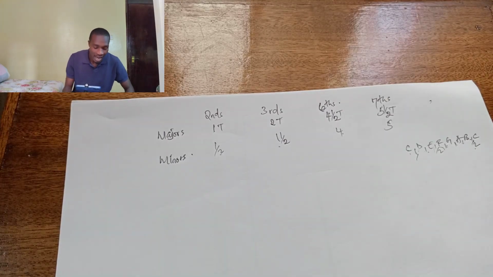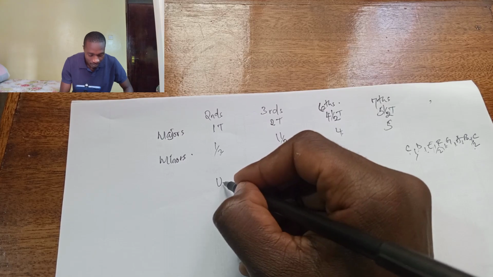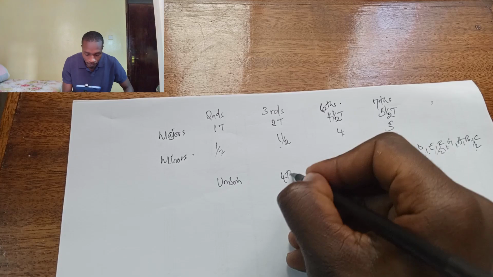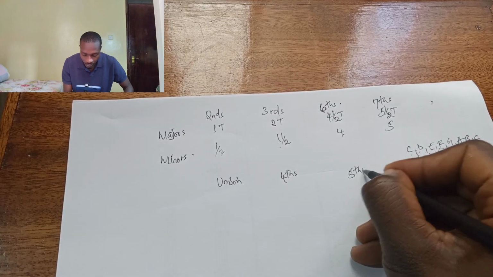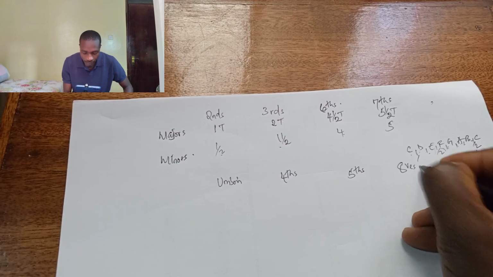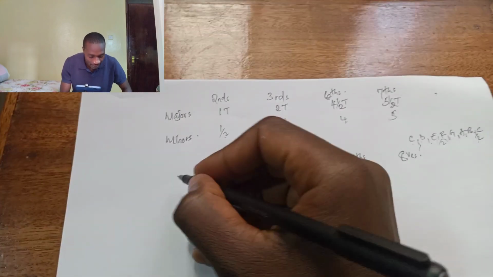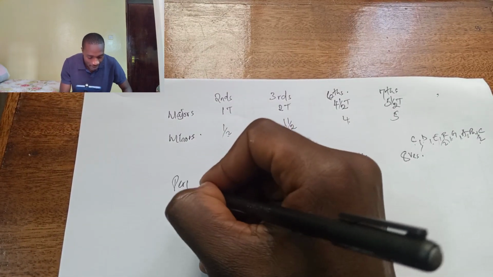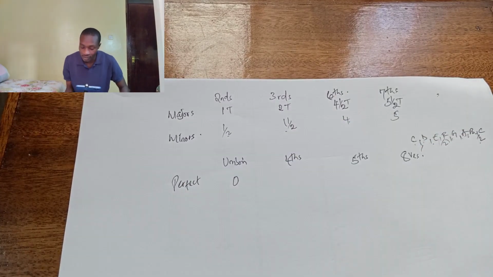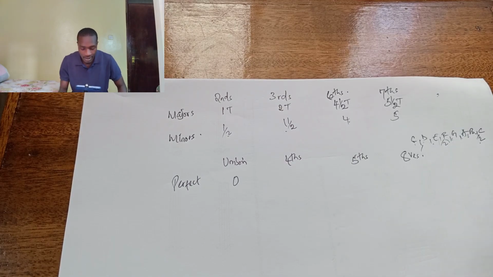Let's see the ones which have perfect intervals. We have unison, we have fourths, we have fifths, and then we have octaves. All these four are going to give you perfect intervals. So we are going to have perfect unison, which has an interval of 0. For example, moving from C to C, the interval is 0.